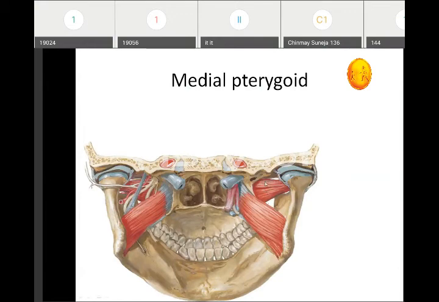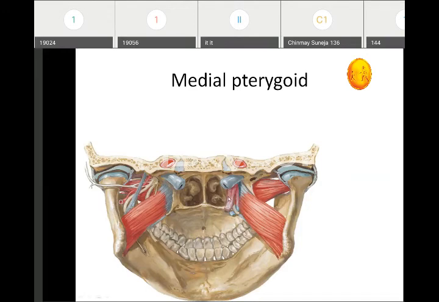The upper head takes origin from, it is somewhat difficult to see in this picture, the infratemporal surface, and we have 2 plates on the base of the skull. These are known as the pterygoid plates, medial and lateral. Remember, both muscles, medial pterygoid as well as lateral pterygoid, take origin from the lateral pterygoid plate only. Okay.